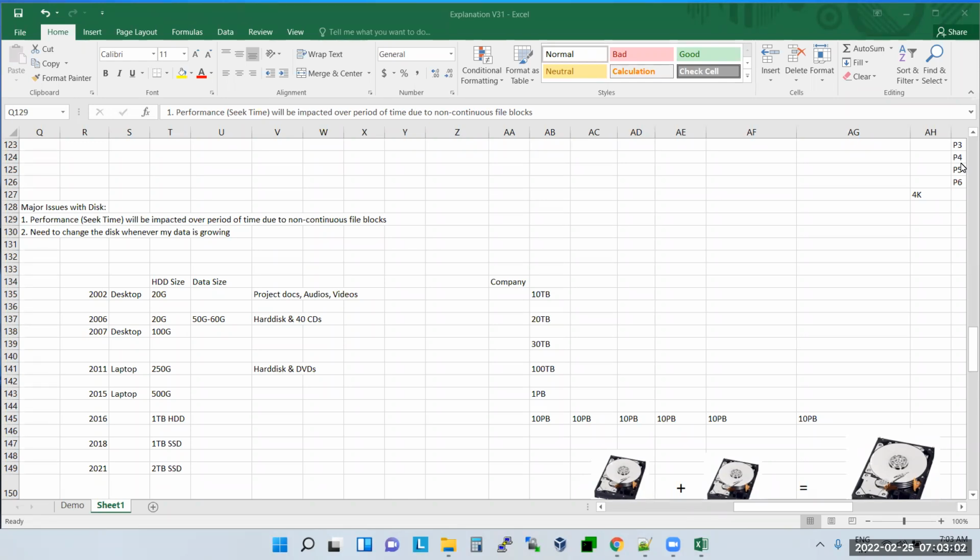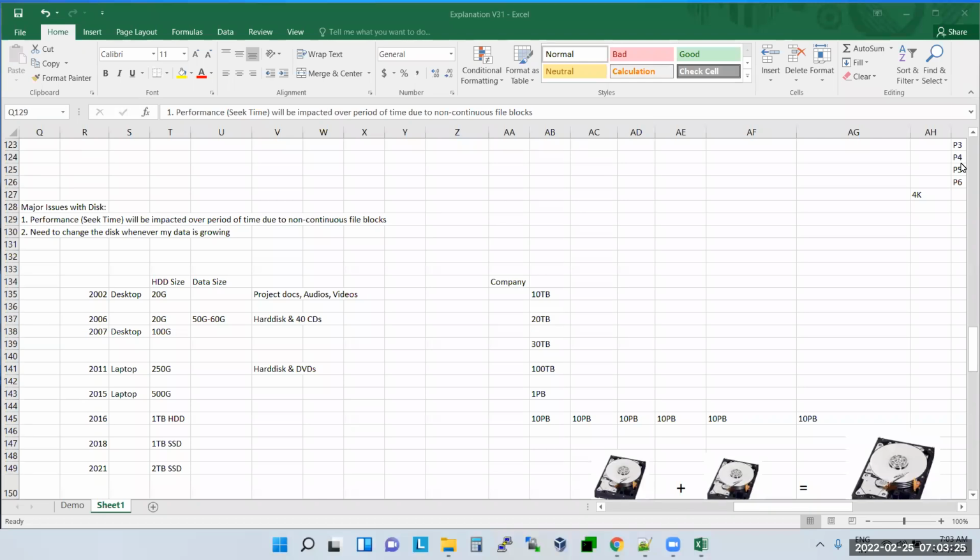But over a period of time, you will be writing a lot of data into the disk and you will be deleting some data from the disk. So you'll be writing, reading or deleting, writing, deleting, writing, deleting. In such scenarios, there is a high chance that your free blocks may get over.